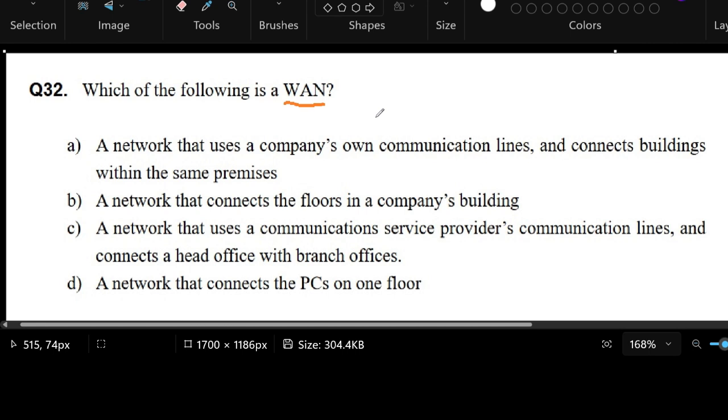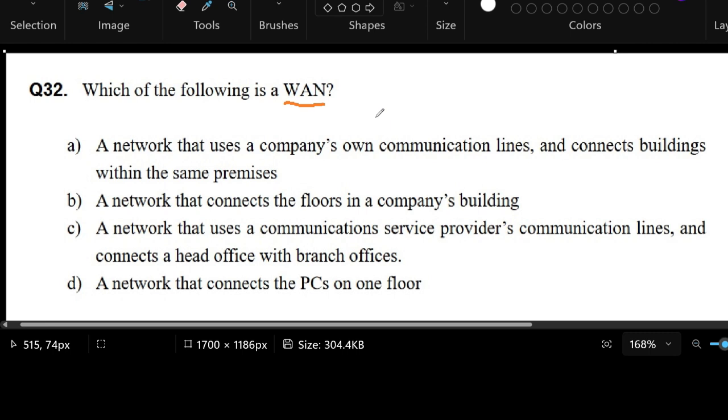However, even if you don't know what the meaning of the word WAN is, we might just be able to guess what the correct answer would be. So let's look at the choices. Letter A is saying something about it's a network that uses a company's own communication lines and connects buildings within the same premises. For letter B, a network that connects the floors in a company's building.